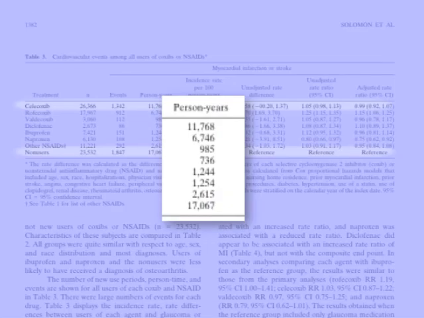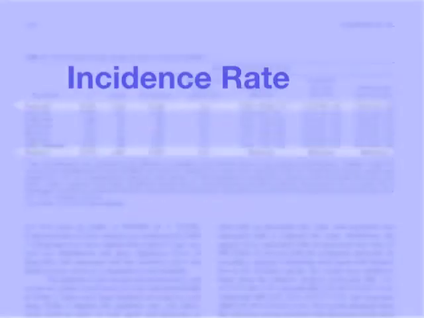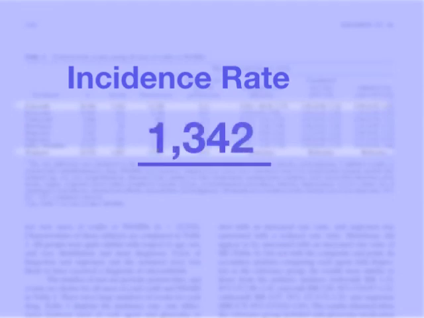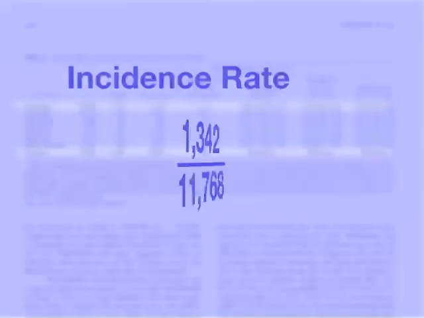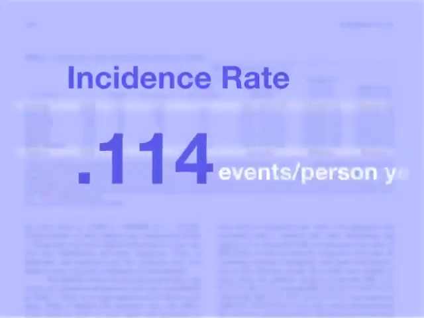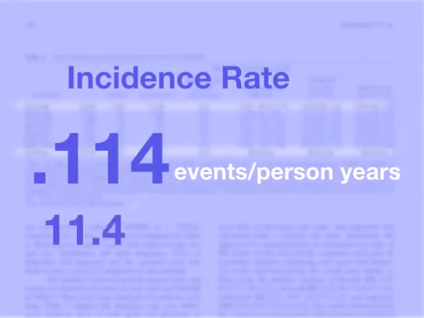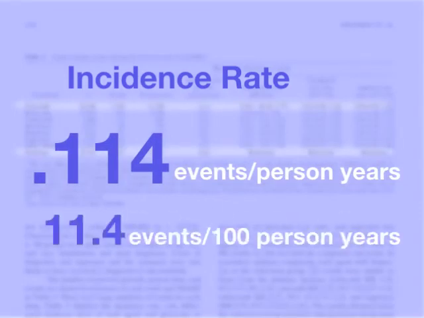The fourth column shows the total amount of person time for each exposure group. For celecoxib users, this is 11,768 person years. For non-users, 16,067 person years. The incidence rate of cardiovascular events for celecoxib users is 1,342 over 11,768 person years. This equals 0.114 events per person year, or 11.4 events per 100 person years, which is the value given in the column labeled incidence rate.